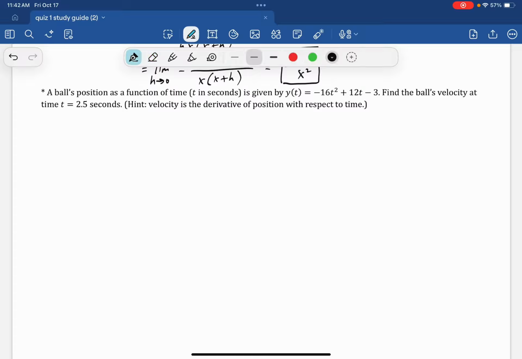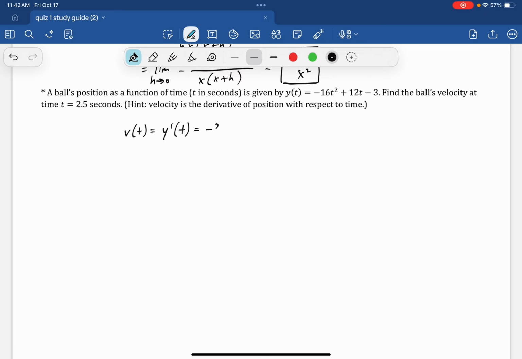So let's do that here. Well, you didn't need to know any of that if you're not taking physics. Here, we're just interested in the derivative. So the velocity, we'll call that v, is just the derivative of y with respect to time. And we know how to do that.